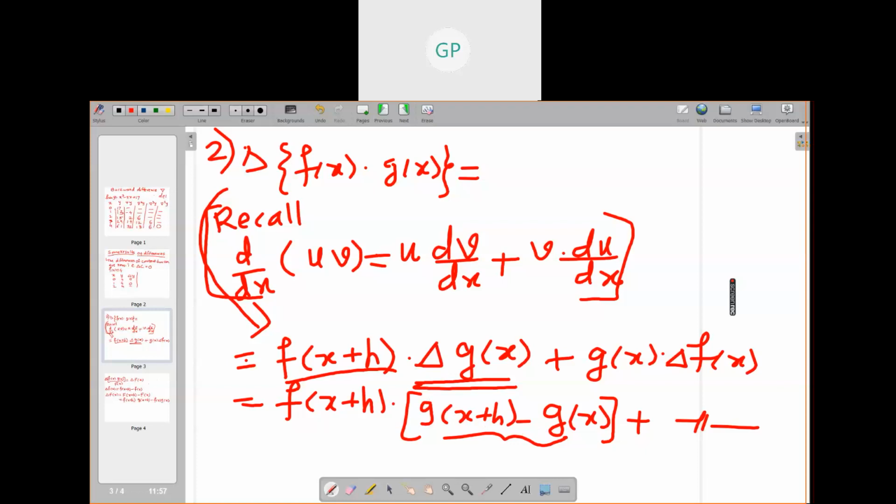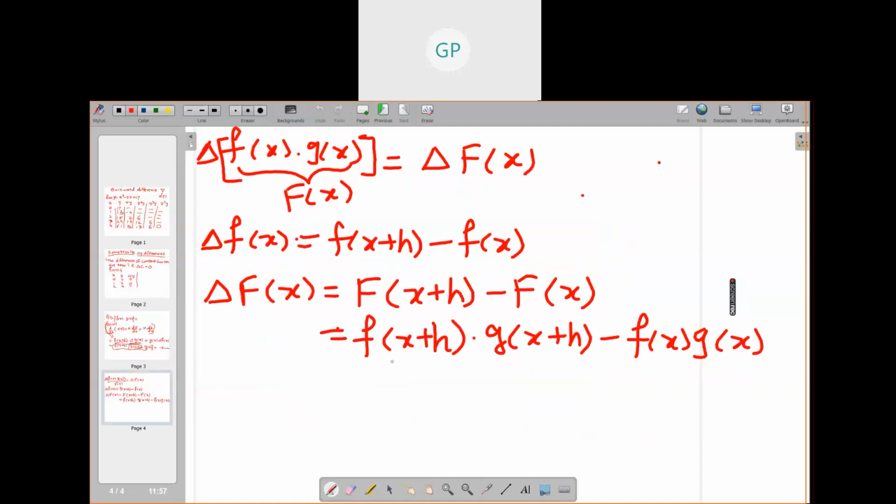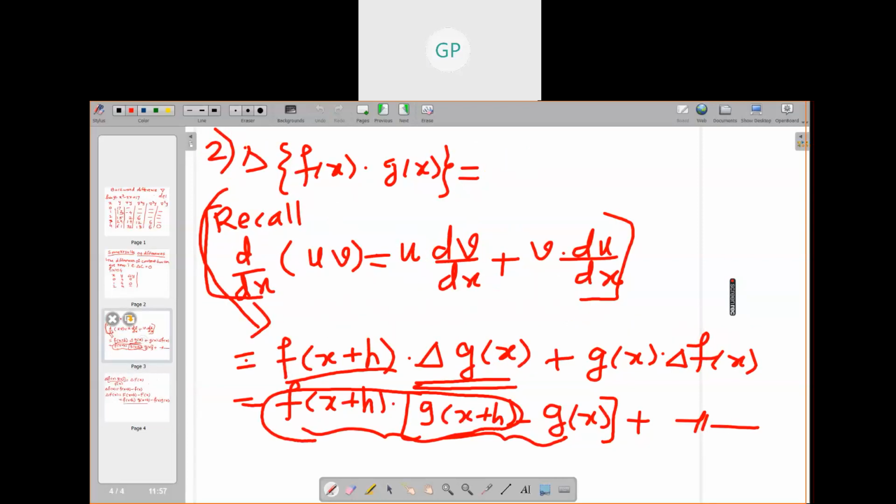Delta g of x is g of x plus h minus g of x, and we have this term with us, right? We have f of x plus h into g of x plus h. What we don't have is this product: f of x plus h into g of x. Do you have this? No, ma'am.